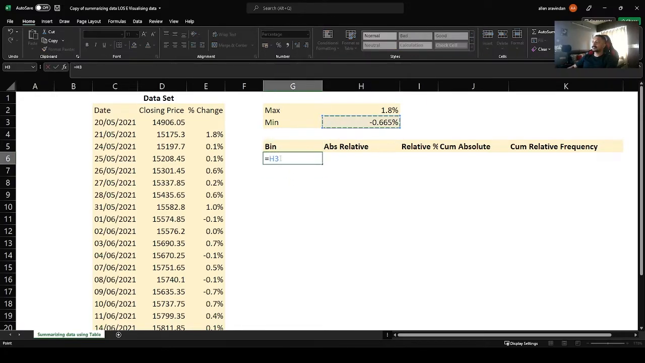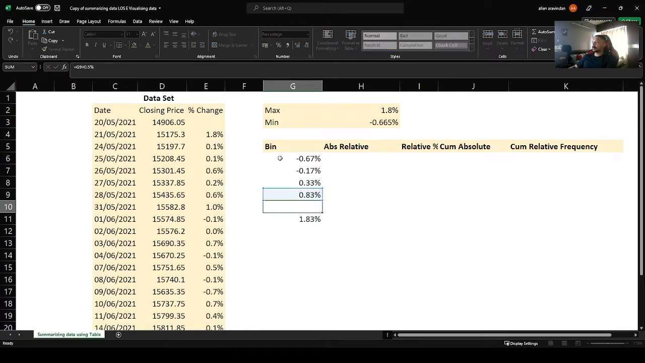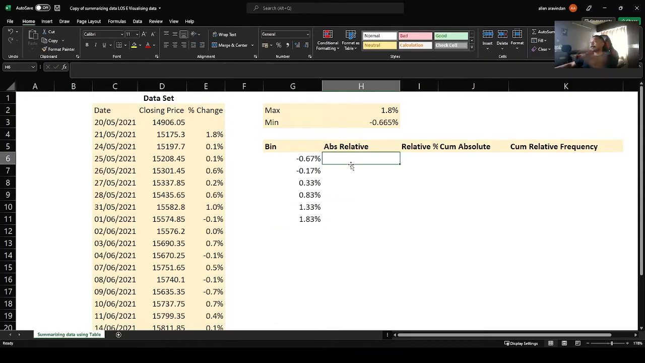Let's say it starts with negative 0.665. And then remember that I created a bin range of about 0.5%, right? So I'm going to do that, and we're going to extend it till we reach 1.8, right? So we have reached 1.83. Now, in Excel, it's very easy. You can obviously use count functions also, but there's a very nice function called the histogram function.